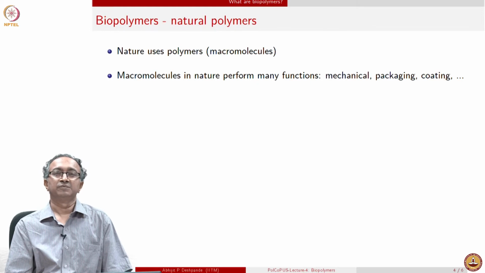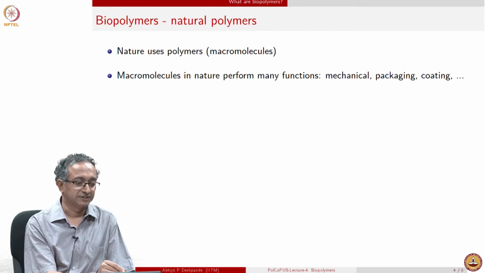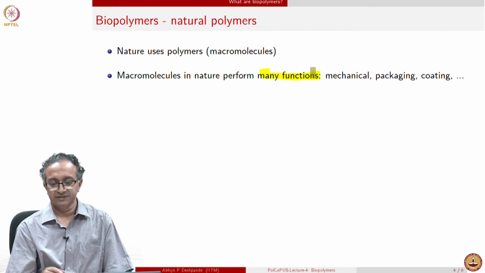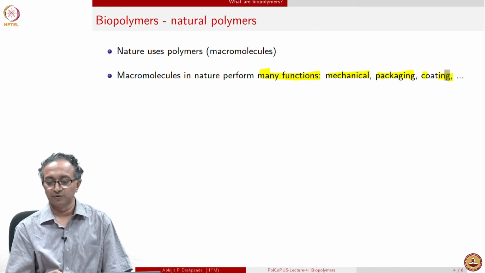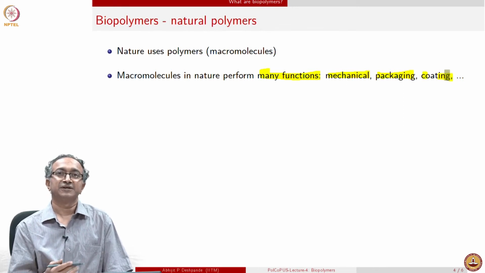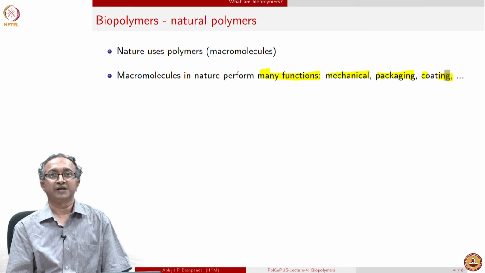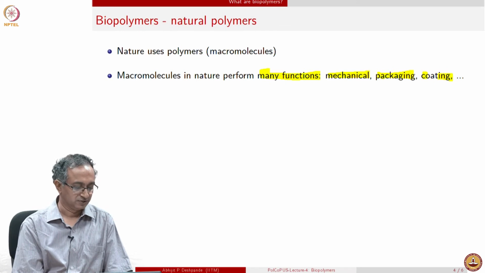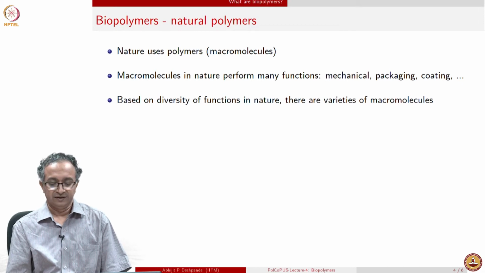And these polymers or macromolecules in nature perform very important functions and a variety of functions. They are very diverse and they can perform a mechanical role, they can perform a barrier role, what we need, let us say, for a packaging material. They can also have a protective coating. So, various functions: they can provide conductivity, they can provide optical performance. Basically, whatever we need from an application point of view, all those roles are performed by macromolecules in natural conditions also. And so, based on the diversity of the requirements, we also have a variety of macromolecules.